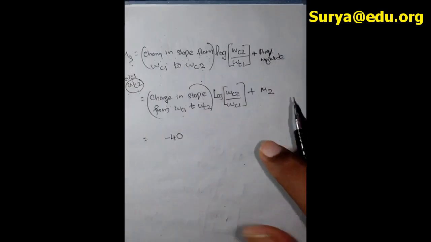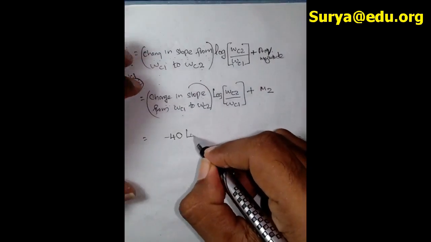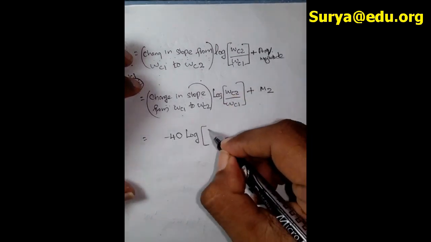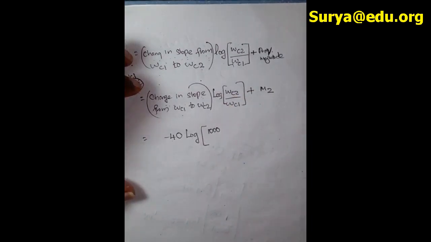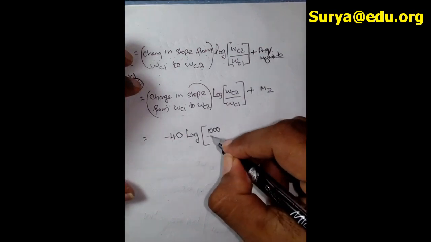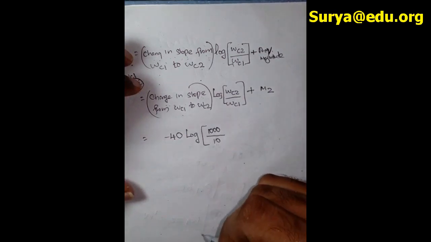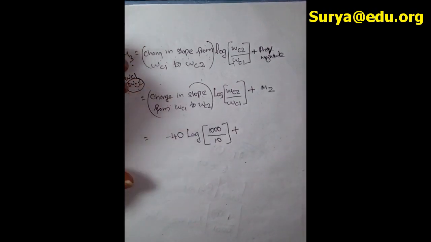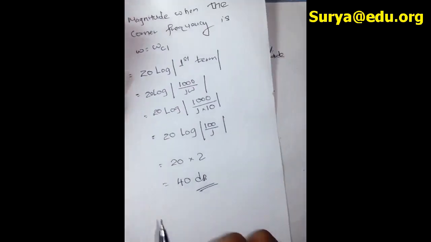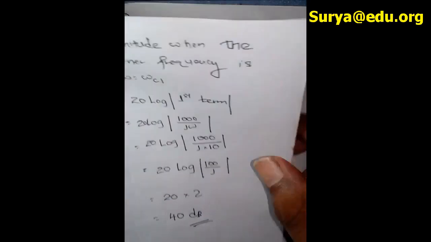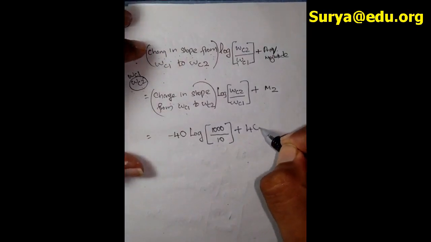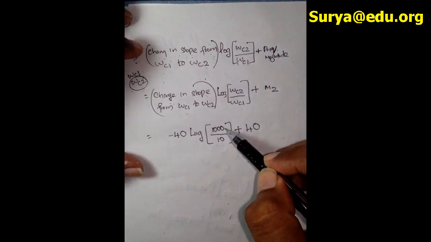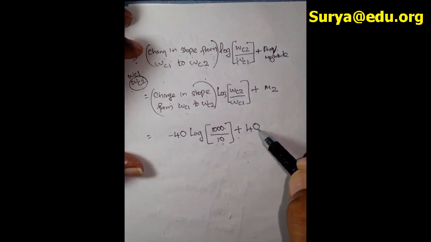So it is minus 40 times logarithmic of, now what is the current frequency that we have? It's 1000, and the previous one is 10. Plus M2. What is the previous thing that you calculated? As you can remember from the previous formula, it is 40 decibels. So positive plus 40, right? Minus 40 log of current divided by the previous, plus the previous magnitude you calculated.